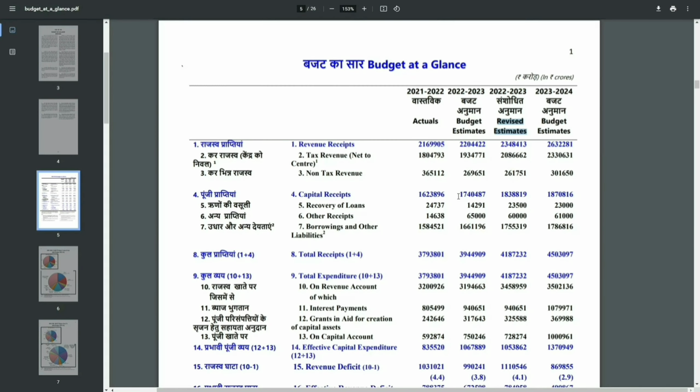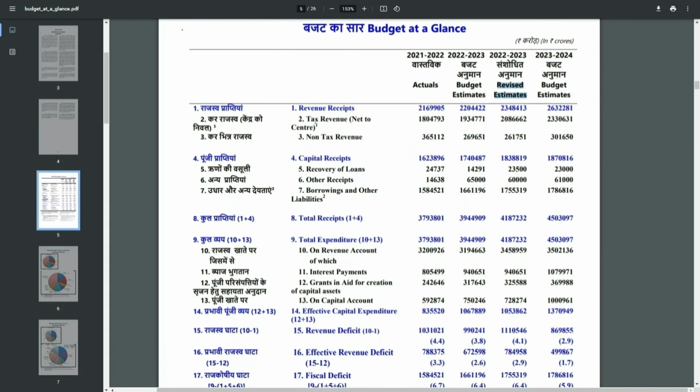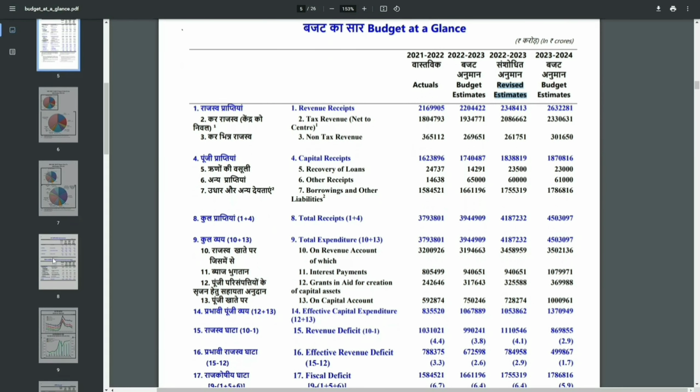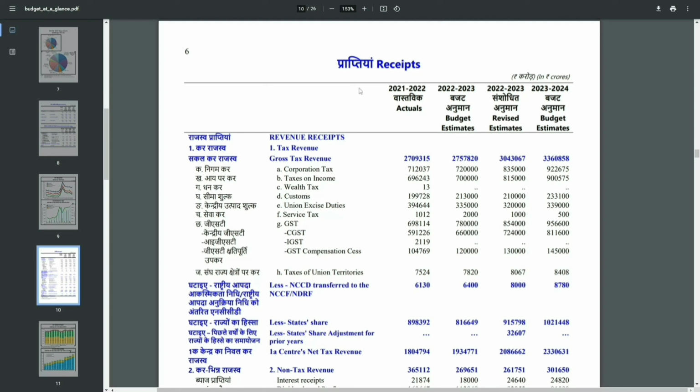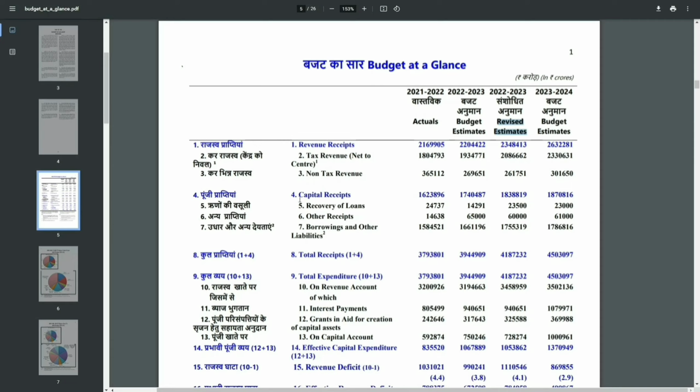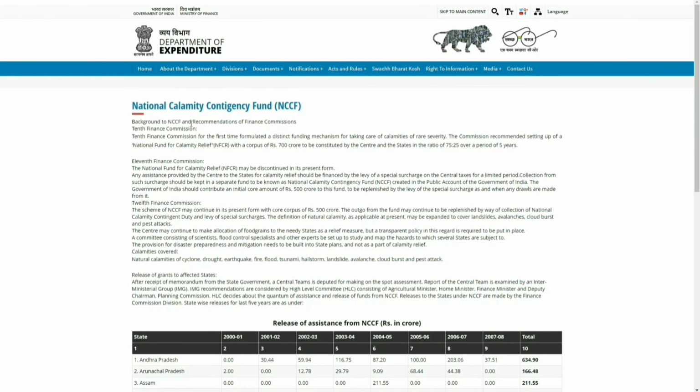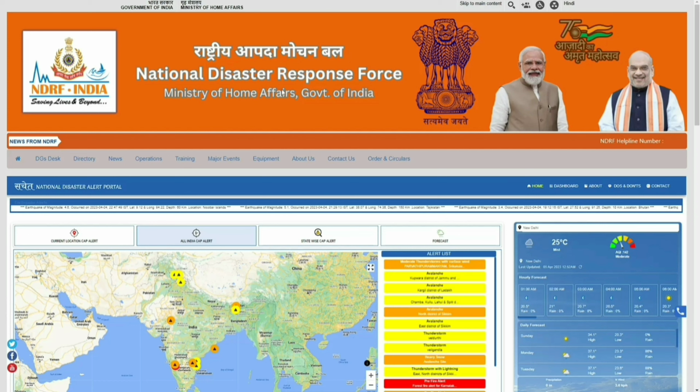Here you can see the Budget at Glance, the revenue sources, right? Here you can see tax revenue net to center. If you go down a bit below, here you can see the breakdown of the same. So tax revenue as gross tax revenue, wherein all the taxes happen to be here. Then something called NCCD is transferred to NCCF and NDRF, and then state shares are also transferred from here. What we are left with is the net tax revenue, which is then actually included in the government's revenue. NCCF is the National Calamity Contingency Fund and NDRF is the National Disaster Response Force.